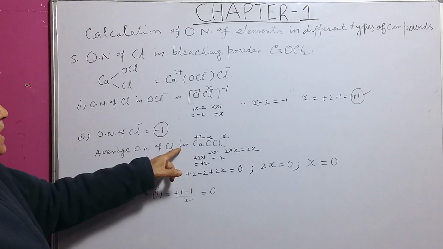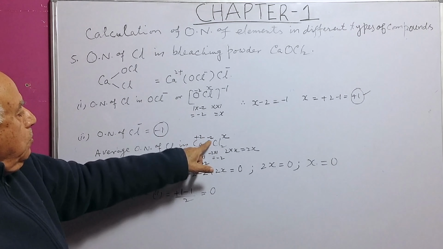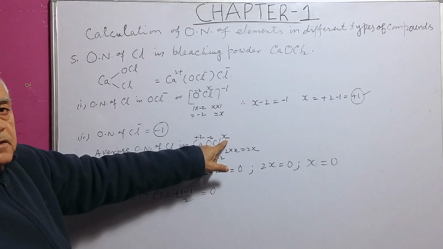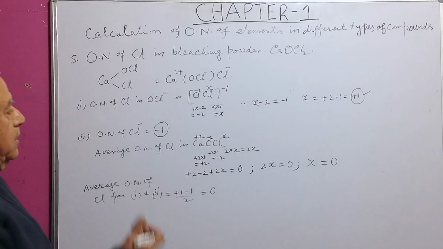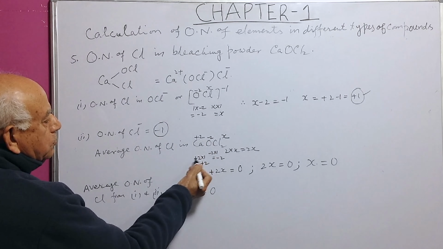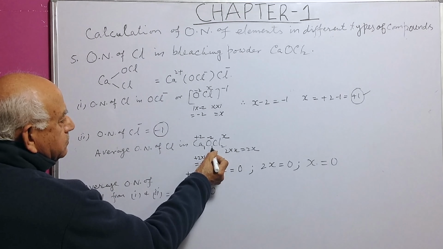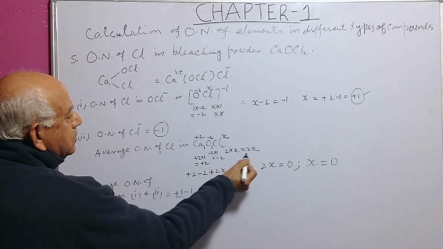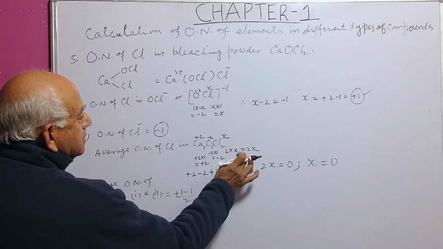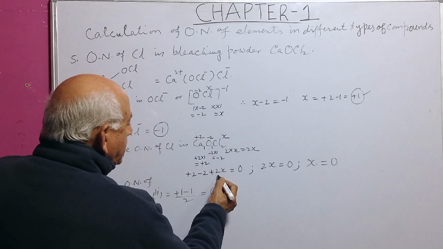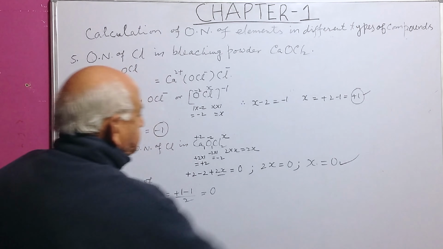Average oxidation number of Cl in this compound: Ca plus 2, O minus 2, Cl2. The oxidation number to be found out, we have supposed, is written as X. Take the case of calcium: plus 2 into 1 calcium atom, therefore plus 2. Minus 2 into 1, oxygen is 1, minus 2. X into 2, 2X. Add them: plus 2, minus 2, plus 2X is equal to 0, or 2X is equal to 2 minus 2, which is 0, and X is equal to 0.